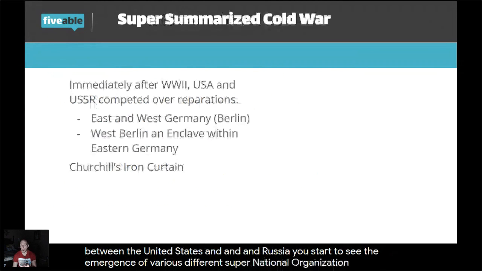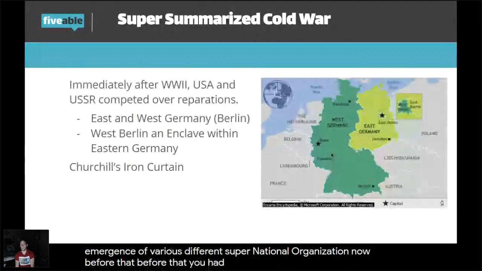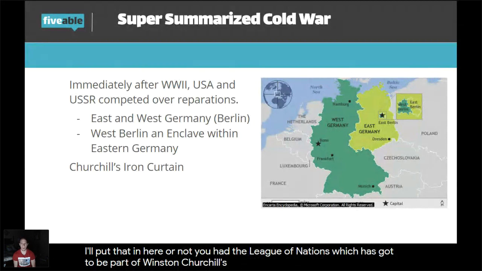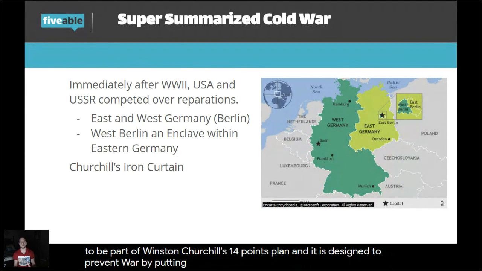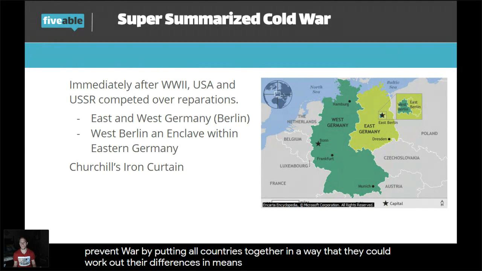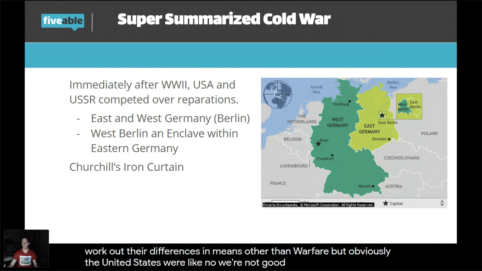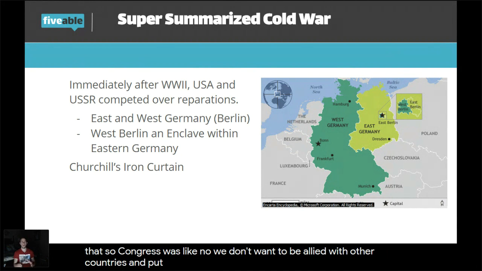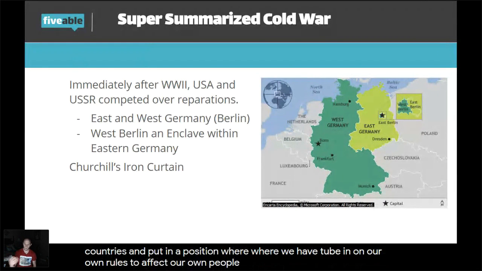Now, before that, you had the League of Nations. I don't know if I'll put that in here or not. You had the League of Nations, which was part of Woodrow Wilson's 14 points plan. It was designed to prevent war by putting all countries together in a way that they could work out their differences by means other than warfare. But obviously, the United States said no, we're not gonna do that. Congress didn't want to be allied with other countries and put in a position where we have to bend our own rules to affect our own people. And so the League of Nations never really happened.